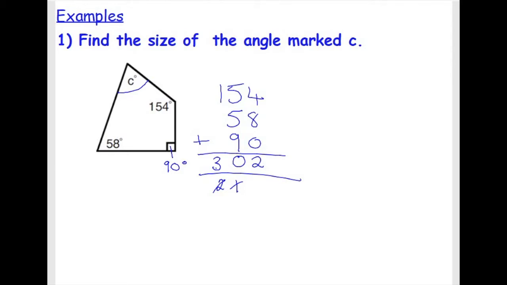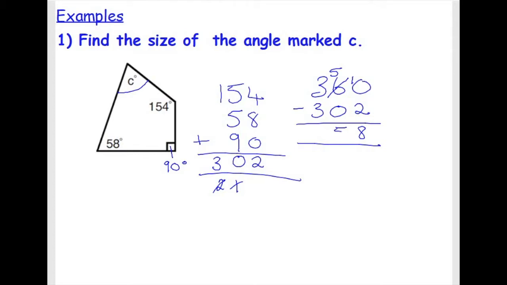We know that the total of all four is 360. So 360 take away 302 will give us our missing value. 0 take away 2, we can't do it, so we need to borrow from the 6, which becomes 5. 10 take away 2 is 8. 5 take away 0 is 5. 3 take away 3 is nothing, meaning C is equal to 58 degrees.